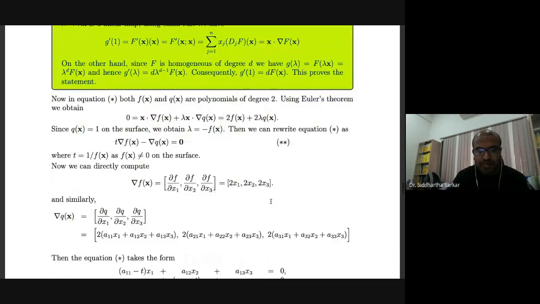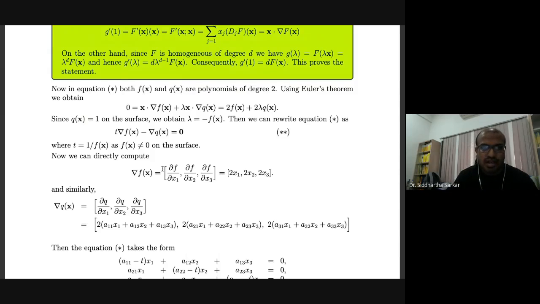Therefore I avoid the point where f(x) is 0, and then I divide by f(x), and I get simply this nabla f(x), which I can replace over here. And again I have a value of nabla q(x) in these terms, which I can replace here, and then try to solve this system of equations. So this system of equations turns out to be something nice.